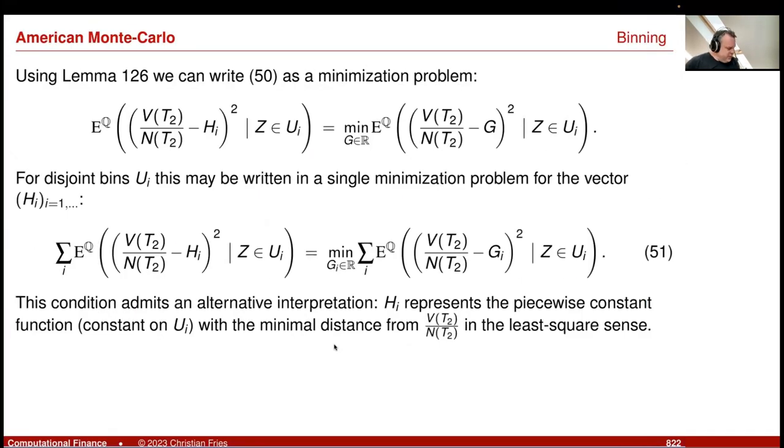So I can rewrite this. My value hi is characterized by: consider all values g and take that value g that minimizes the expectation of the gray dots that you observe, minus g, squared, conditional on my bin, so on the set where z is in Ui. So this is a characterization of this value hi using this lemma.